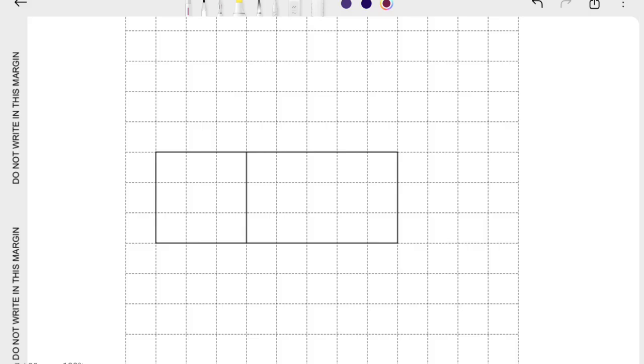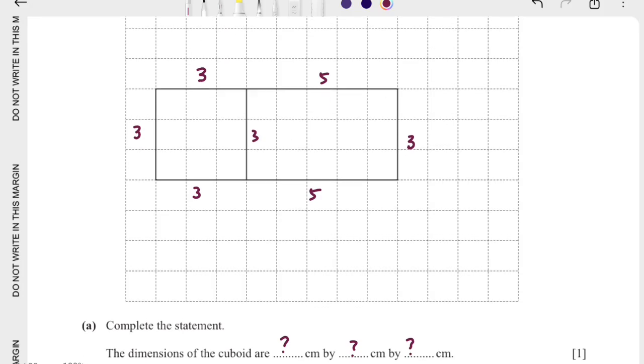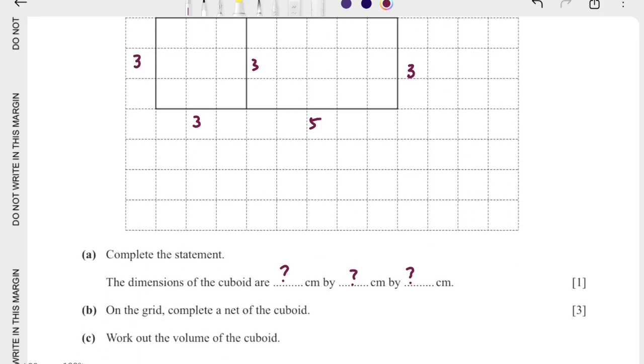Students, if you see, the first part of the cuboid is a square having sides of 3 units, 3 units, 3 units and 3 units. And if you see the next part, that is a rectangle, 1 2 3 4 5 units, 5 units and 3 units. So it is very simple. Dimensions would be 5, 3 and 3.